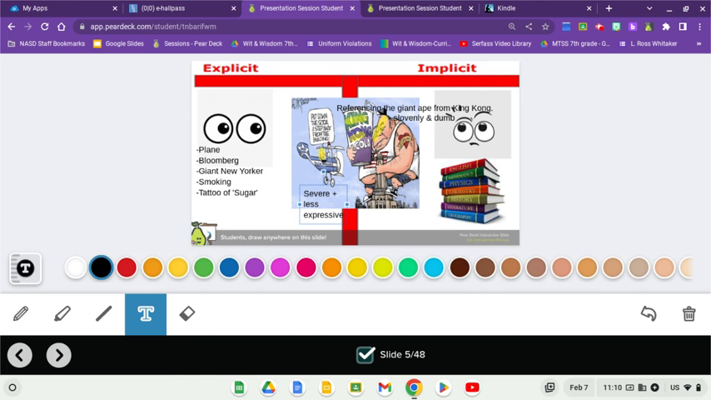What's some implicit information, something you're noticing about this that's extra, below the surface information? Take a moment, please, to write down one or two items of implicit information in this cartoon. Excellent.